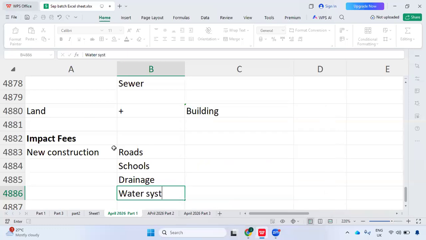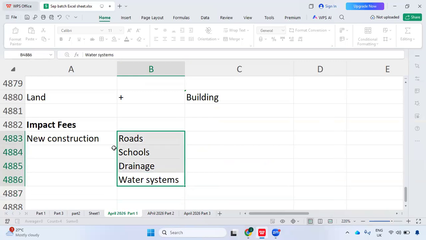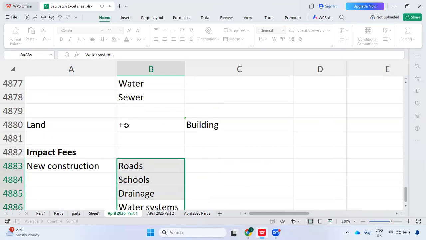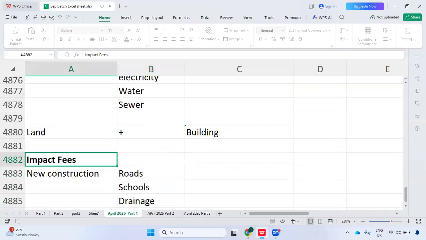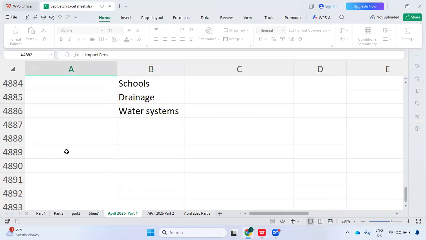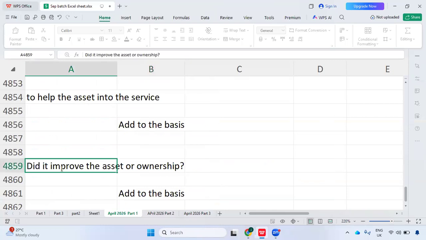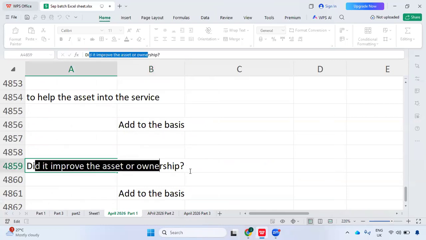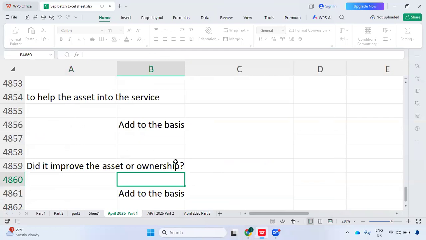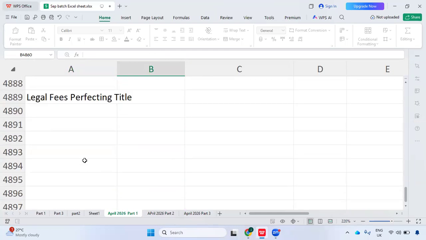So who will take care of all these? The local governments will take care of all these, right? So for that we need to pay some impact fee to the local governments, so the impact fee will be added to the basis. And next one, legal fee for perfecting title. So we have seen here improvement for ownership.